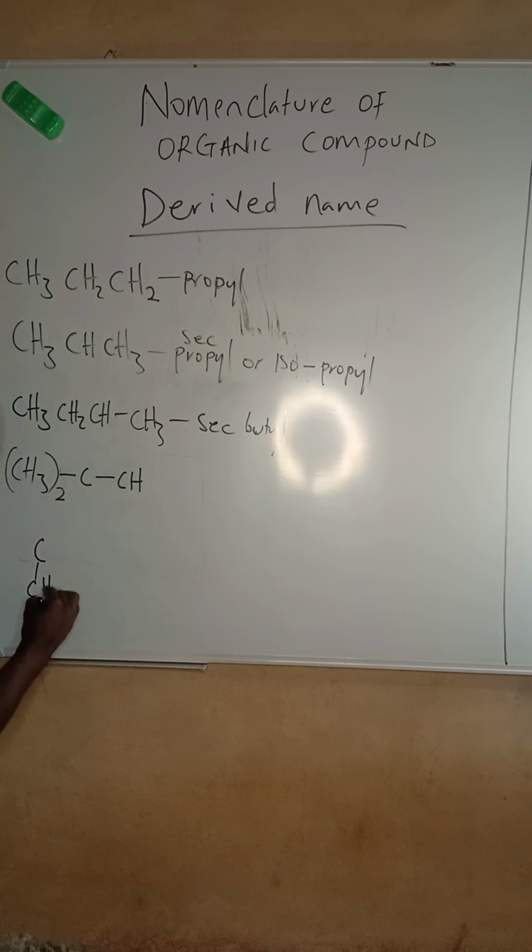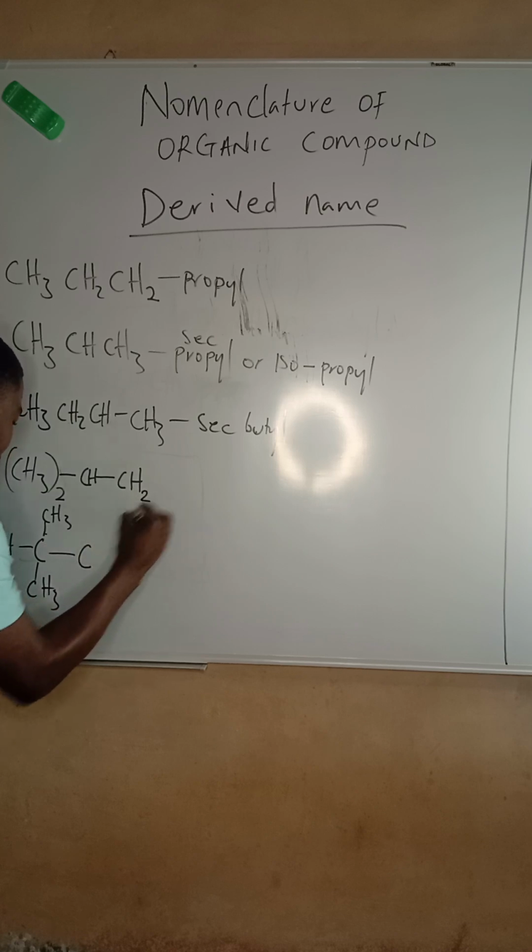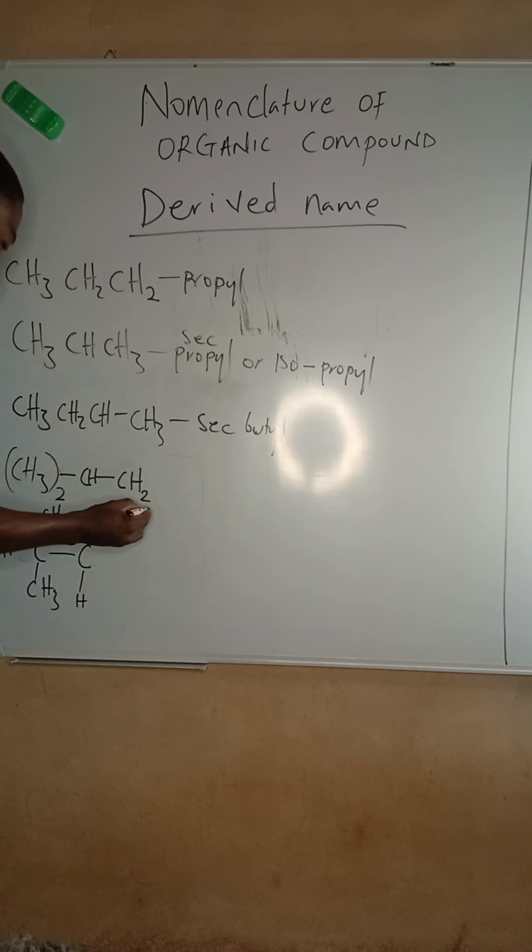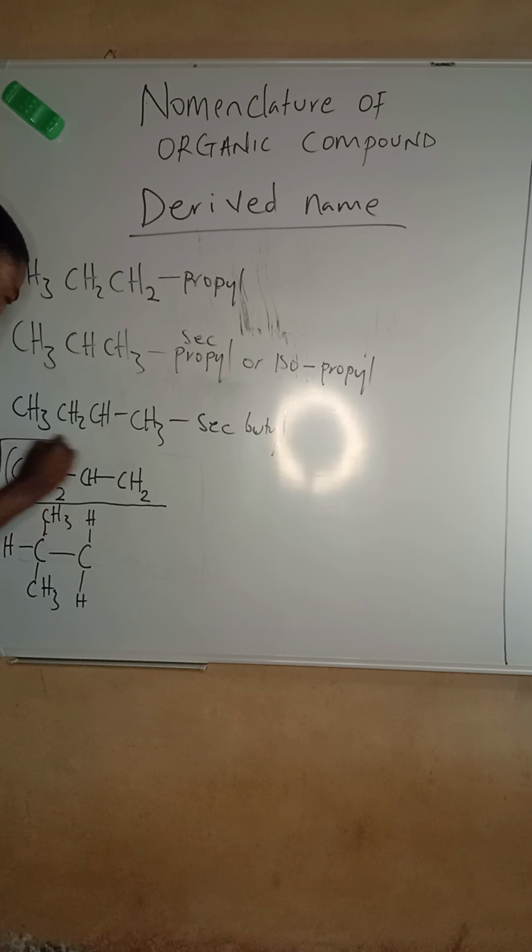So if I open it up, I'll get C, I have CH3, CH3, then C, then H, and H. Now, if you observe very well, this is very similar to this.